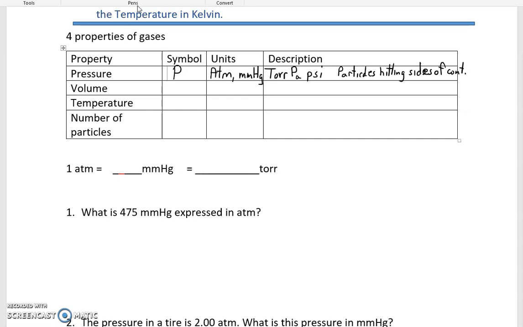Okay, the second property we'll be looking at is volume. Volume is measured in, usually we'll be using liters. Occasionally we'll use milliliters. Of course, you can measure volume in quarts and gallons. This is the space occupied.